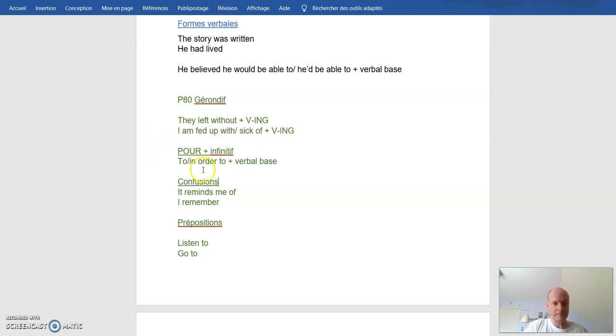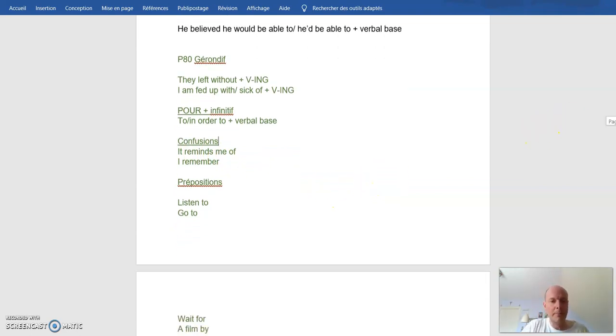A couple of confusions on page 80. You can see I've got two examples here. It reminds me of something, or I remember, and I think you're confusing them because they're similar in French. Can you remember? So let's have a look. For example, the text reminds me of an experience I had a couple of years ago, whereas I remember an event in the text. So these verbs are different. So don't mix them up, all right? And don't forget to conjugate as well. It reminds. You write the S in the third person singular and you pronounce the S as well.